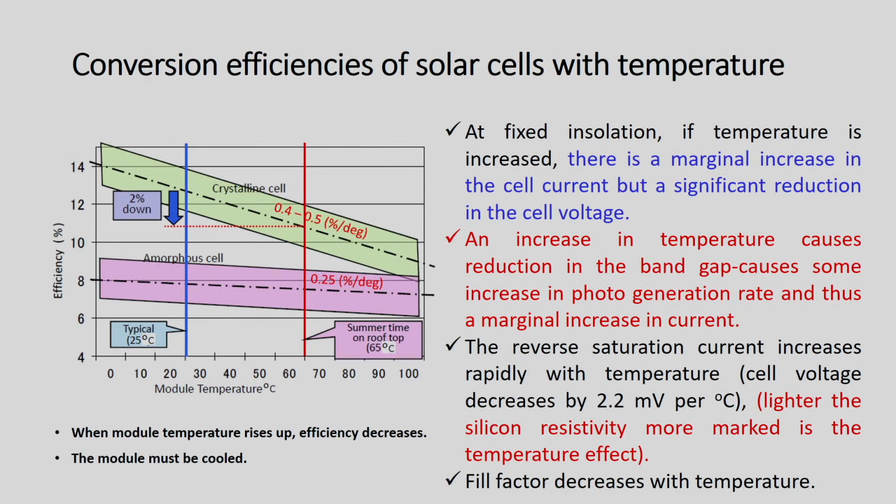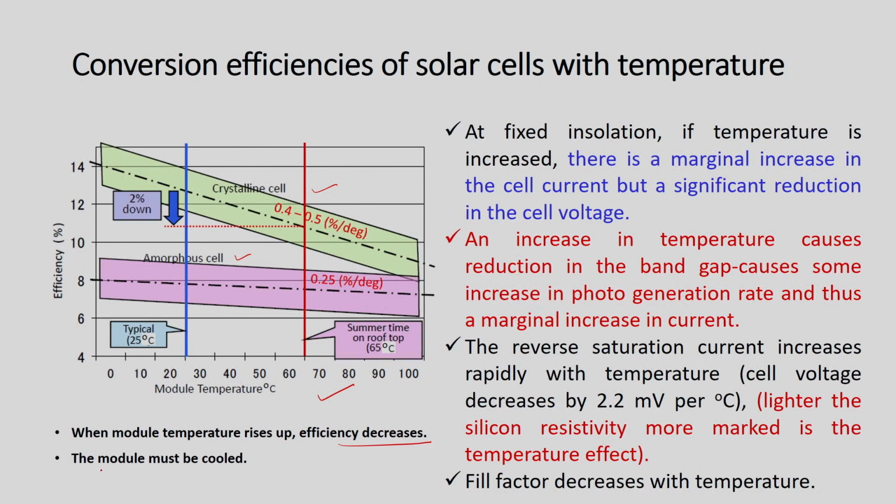Now, let us learn how the efficiency of a solar module is related to temperature. As temperature increases, what happens in both cases, for amorphous cells and crystalline cells? Efficiency decreases. This decrease is more significant in the case of crystalline solar cells. As you can see, it decreases about 0.4 to 0.5% per degree rise in temperature, and for amorphous cells it is about 0.25% per degree rise in temperature.